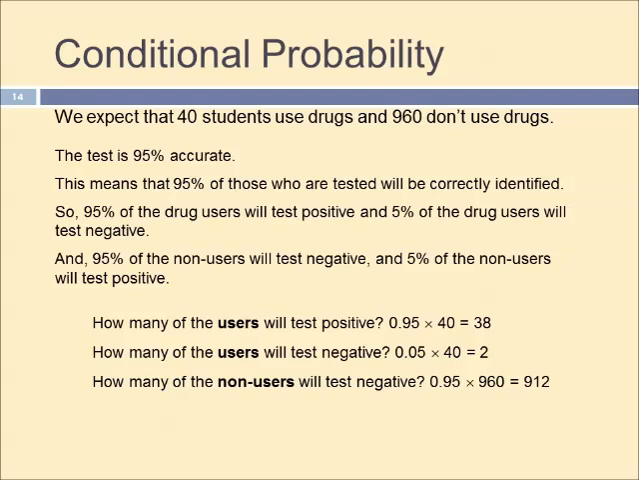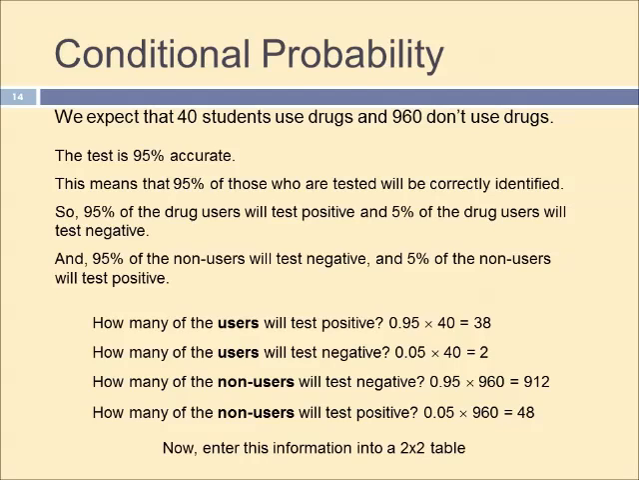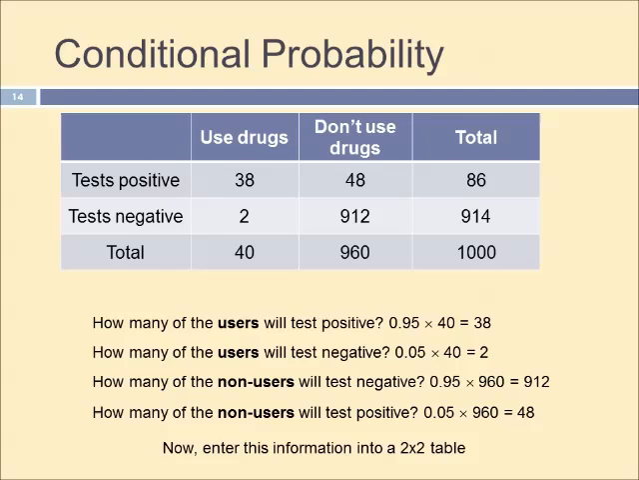95% of the 960, so 912 will be correctly identified as being non-users. And how many of the non-users will test positive? 5% of 960, or 48. Now we'll enter this information into a 2x2 table like we had in the example with the Democrats and Republicans. So we have the categories of those who use drugs, those who don't use drugs, and those who test positive, and those who test negative. Be sure you understand where all of these numbers came from and where they go.